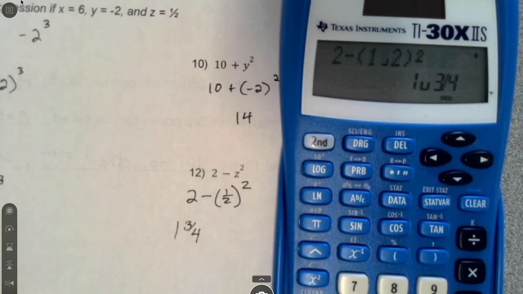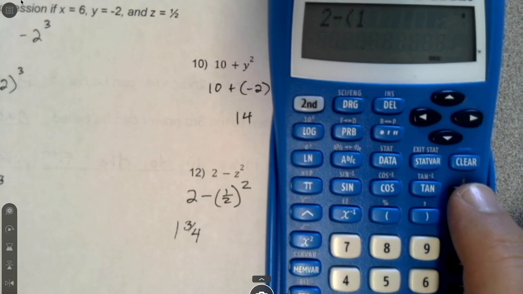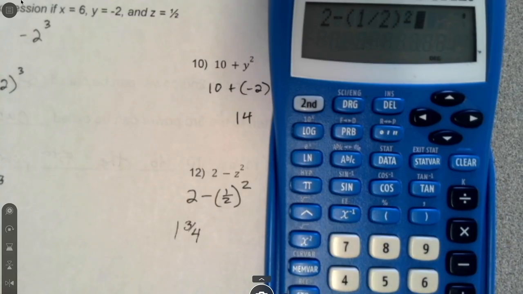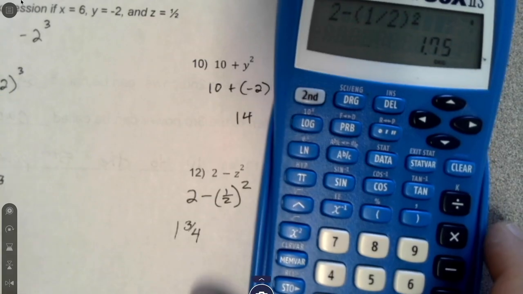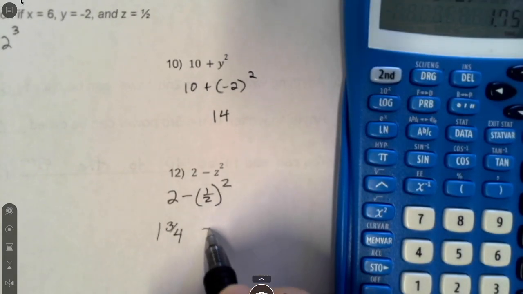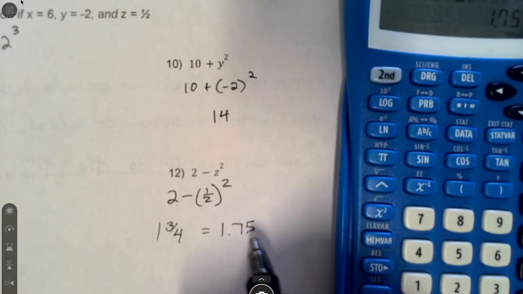Or if I do the same thing, except instead of using the fraction button, I use the division button. So I do 1 divided by 2. That's just another way to do a fraction in the calculator, is with the division sign. Then it gives me the decimal form, 1.75. And I am fine with either version of that answer.